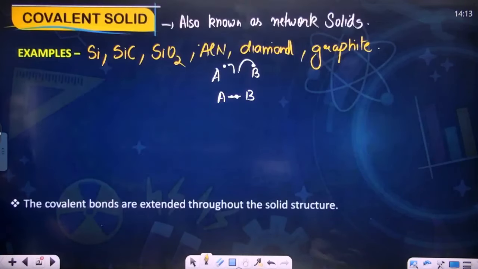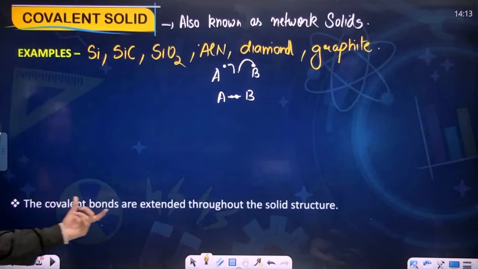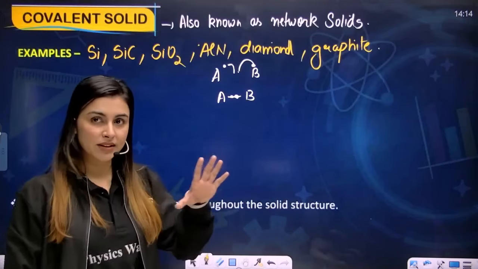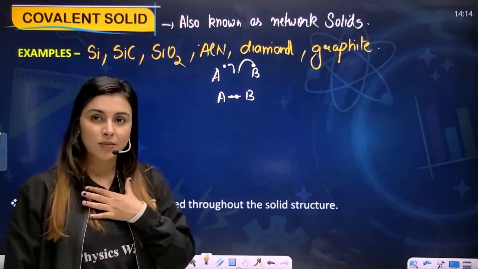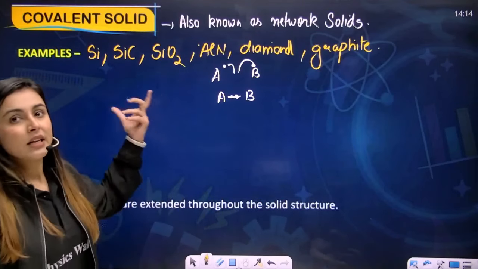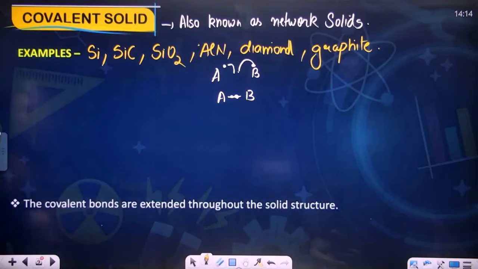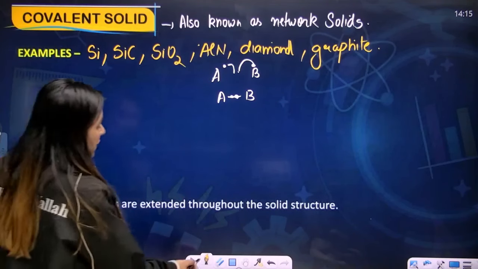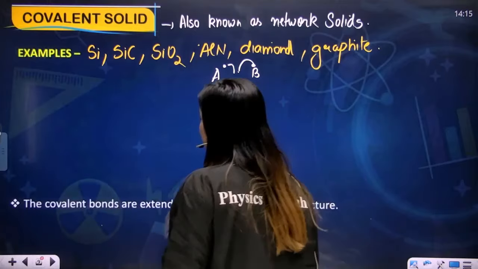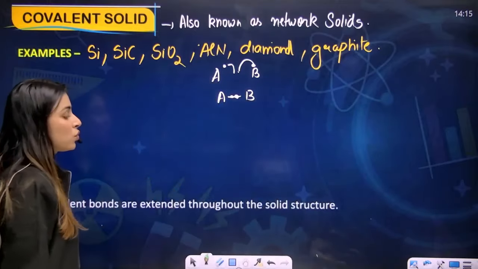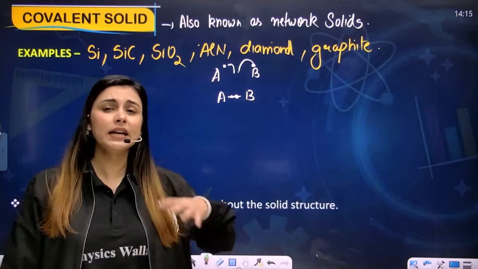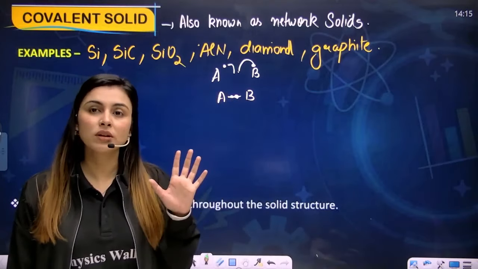Did I give you time to write it down? Yeah, I gave you. Covalent bonds are extended throughout the solid structure. I'll make you explain that as well. Don't worry, I am here. I'll make you understand. I hope you've written it now, my dear students. Now, let's understand this particular part, that the covalent bonds are extended throughout the solid structure. How are they spread throughout the solid structure?